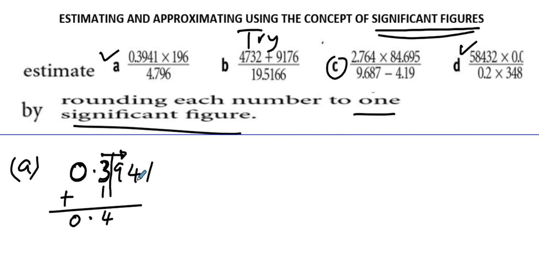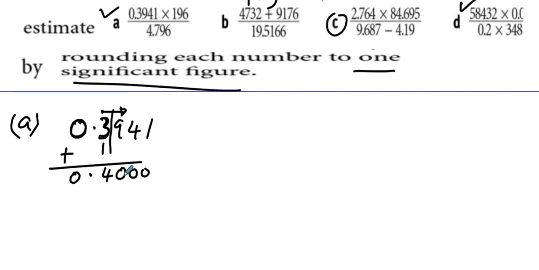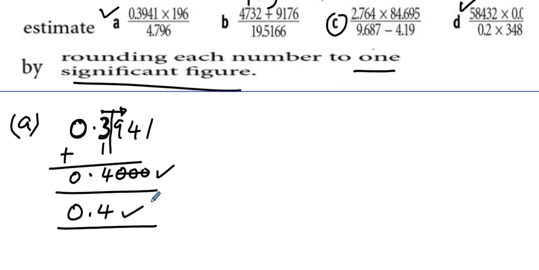What happens to 9 and 1? 9 becomes 0, 4 becomes 0, 1 becomes 0. But remember what I said? You can leave the first answer, but second answer, you can cancel this 0, and the answer becomes 0.4.